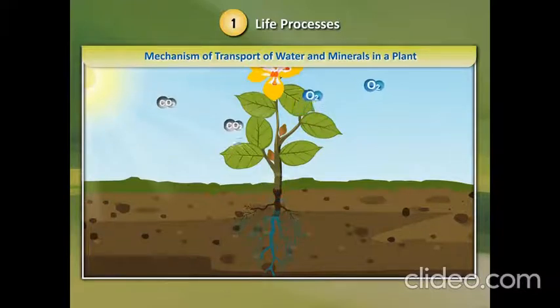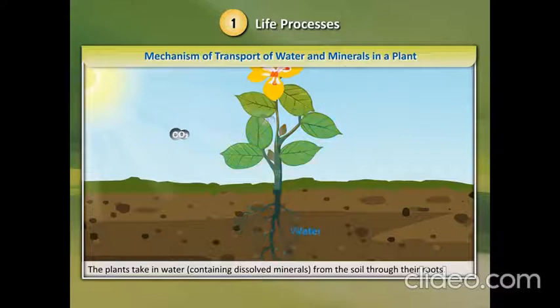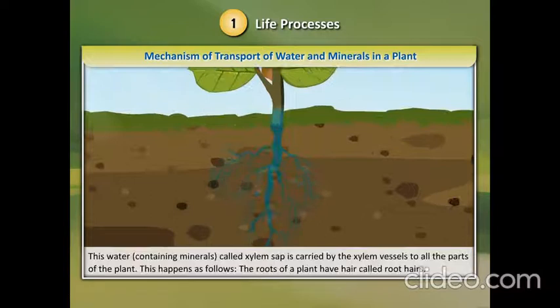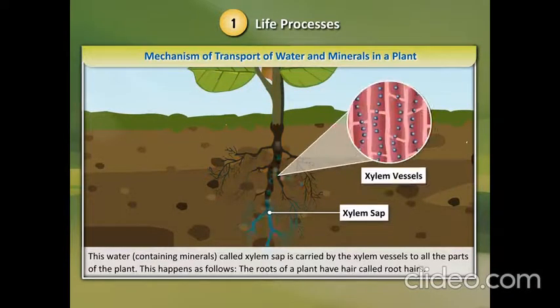Mechanism of transport of water and minerals in a plant. The plants take in water containing dissolved minerals from the soil through their roots. This water containing minerals, called xylem sap, is carried by the xylem vessels to all the parts of the plant.